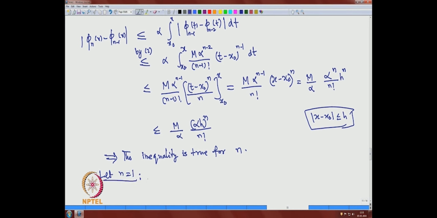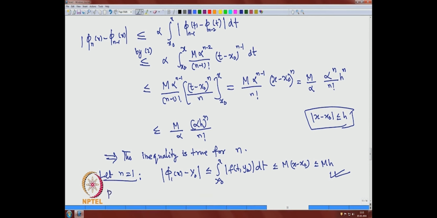Now, let us check the case n is equal to 1. When n is equal to 1, we have phi 1 x minus y 0 is less than or equal to the integral from x 0 to x of f of t, y 0 dt, and f of t, y 0 is less than or equal to M. Therefore, this is less than or equal to M into x minus x 0, which is again less than or equal to M h. So it is true for the case n equal to 1.